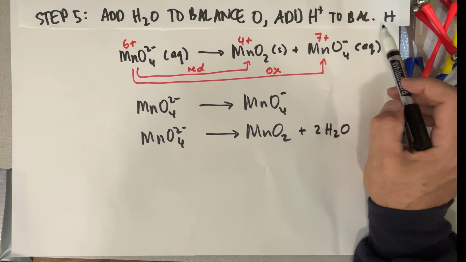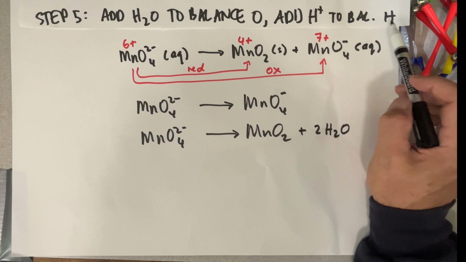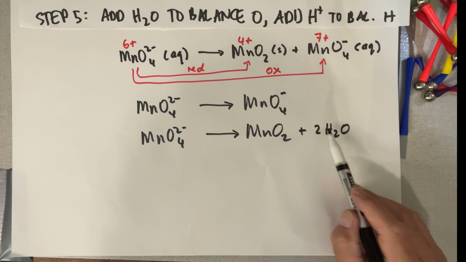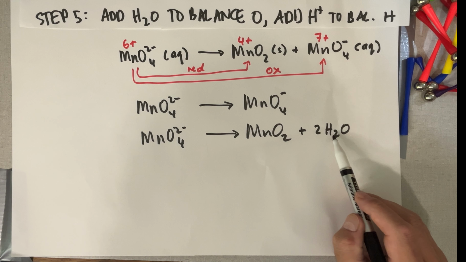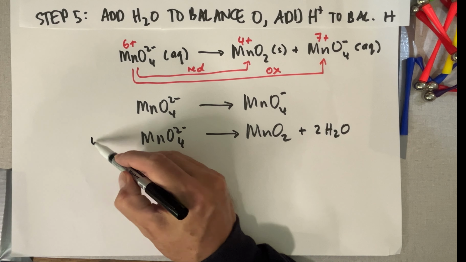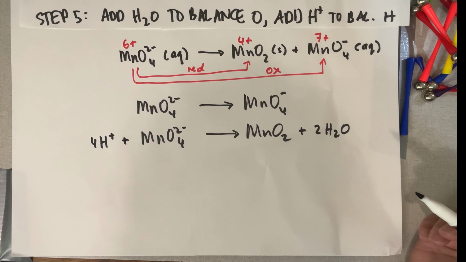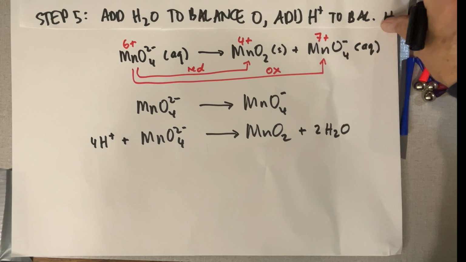Balance with H plus all the hydrogens. On this side you have 2 times 2 is 4 hydrogens, so you need 4 H pluses on this side. And now everything is balanced with regards to all the atoms, all the oxygens and all the hydrogens in the appropriate way.